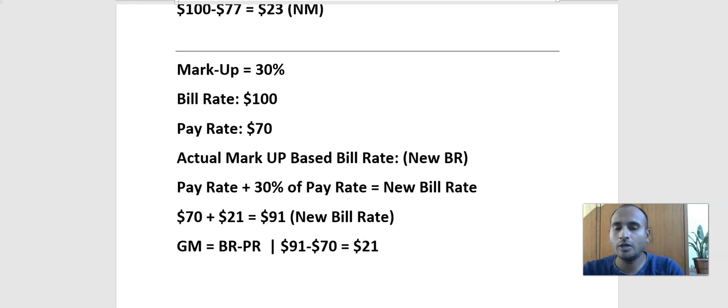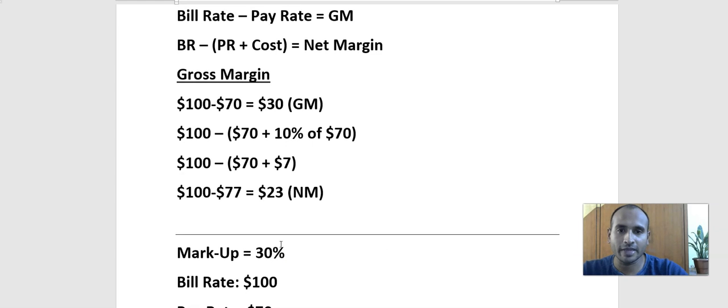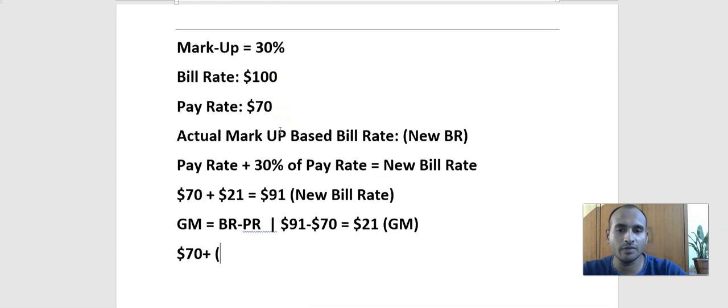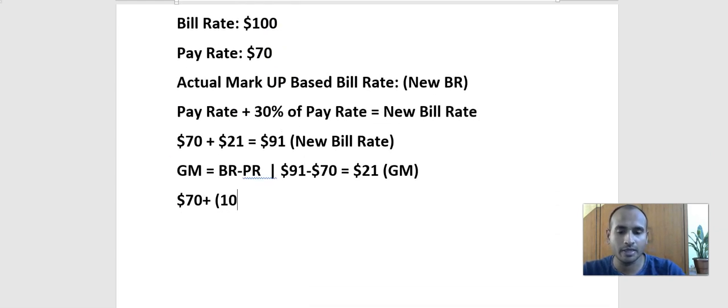$21 is your gross margin. Okay, and now if you need to identify your net margin, how are you going to do that? Net margin will be 70 plus the burden I said, right? The way we have calculated here, 10%. So if your burden is 10%, then 10% of your pay rate, that is $70.